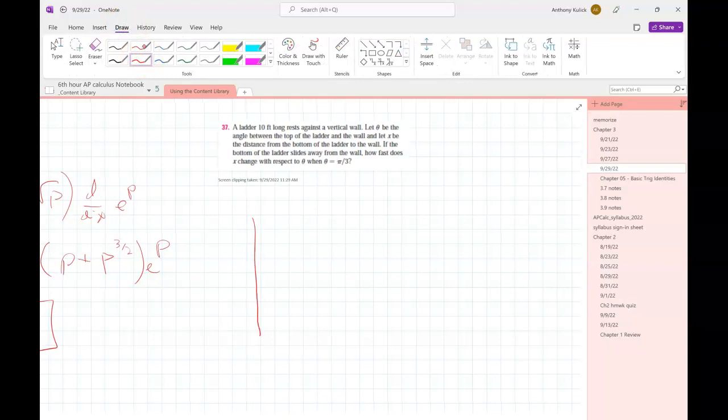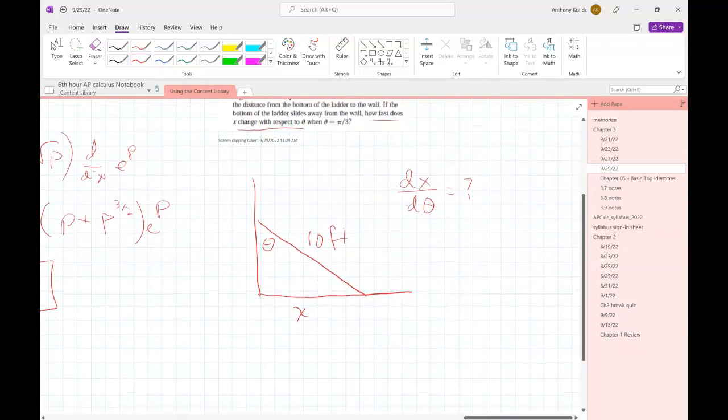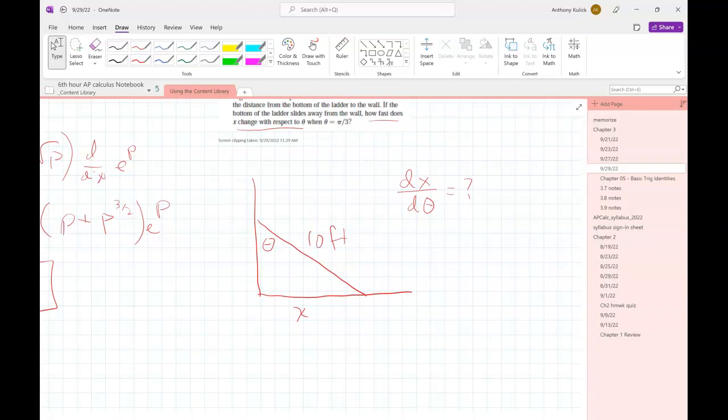So we have this ladder, 10 feet here. We have the angle between the ladder and the wall. We're told this side is x, and it's asking how fast x changes with respect to theta. So what we're asking for is dx/dθ. If I look at this drawing, I see a way to relate the theta, the x, and the 10 together.